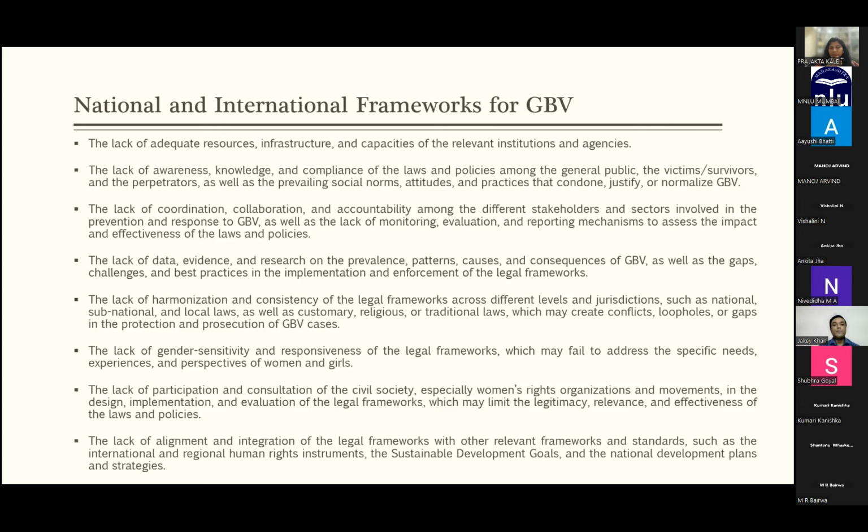Thereafter, there is a lack of participation and consultation of civil society, especially women's rights organizations and movements, in the design, implementation, and evaluation of these legal frameworks. Thereafter, there is a lack of alignment and integration of legal frameworks with other relevant frameworks and standards such as the international and regional human rights instruments, the SDGs, and the national development plans and strategies.